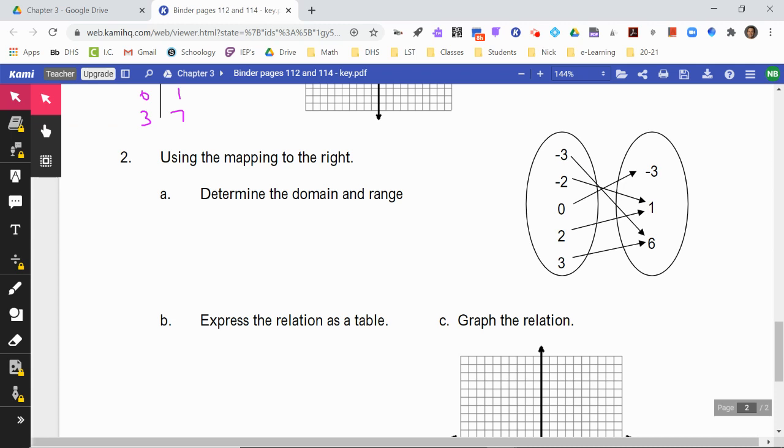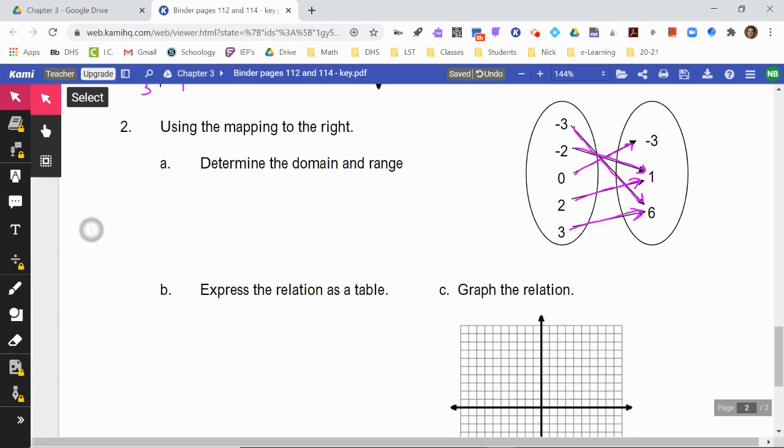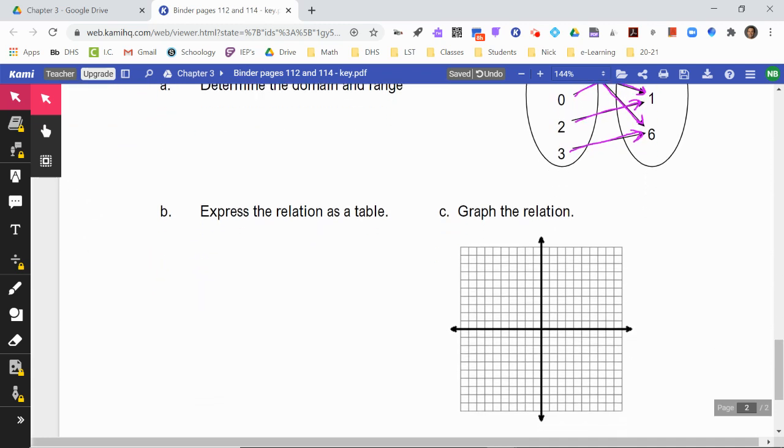When we're looking at this mapping diagram, each one of these arrows is going to be your ordered pair. So for example, we're going to have -3, 6. We're going to have -2, 1. We're going to have 0, -3. We're going to have 2, 1. And we're also going to have 3, 6. All those arrows show the connections for your ordered pairs. So go ahead and use that information to determine the domain and range. I want you to create a table as well as graph that relation.